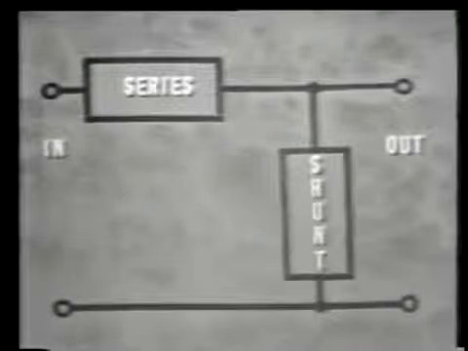Now, we can easily demonstrate this basic principle of filters on our trainer. The equipment that we'll be using for our demonstration is an oscilloscope, a little circuit board or trainer, and a signal generator. Now the signal generator will deliver a 10-volt signal to the trainer. We can control the frequency out of the signal generator with this knob.